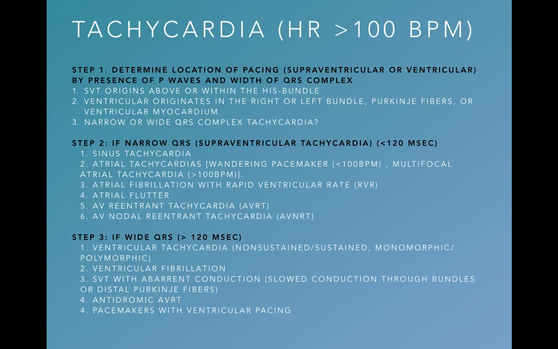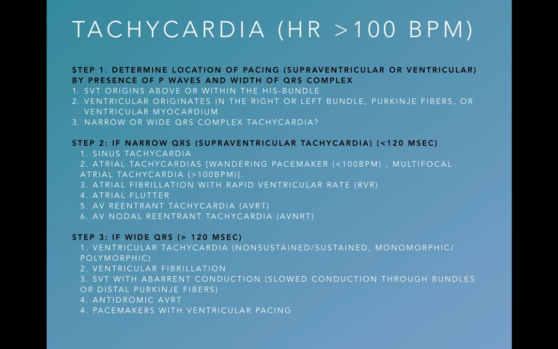Now, you can kind of go back and quiz yourself. What should the QRS complex duration be? It should be under 120 milliseconds. So I'm not going to go through each one of these steps, but step 2, if it's narrow, meaning it's supraventricular, under 120 milliseconds, then here are some of the causes.